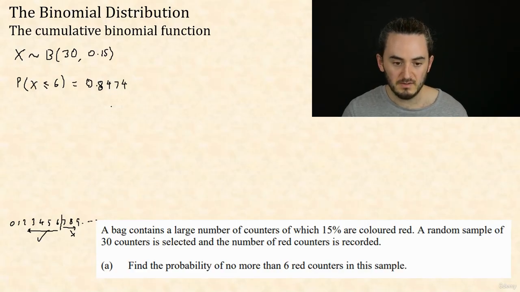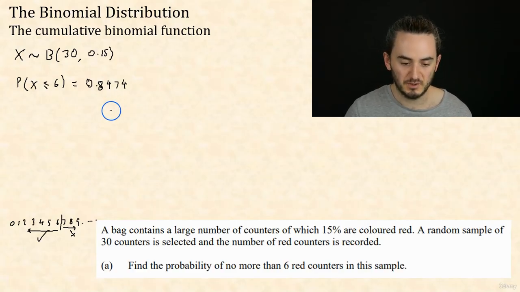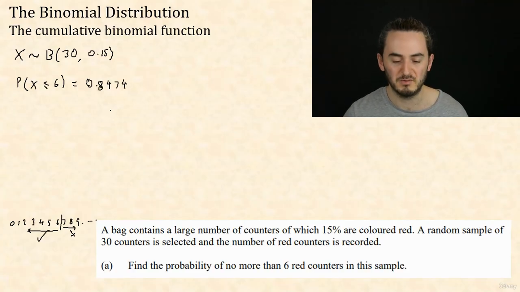All right, so really that's it. That's how we use the cumulative function. In the next video, I'm going to show you how you can use that in slightly trickier wordings. So far, we've only looked at the probability of less than or equal to, so after that, we'll look at more than or equal to. So I'll see you there.